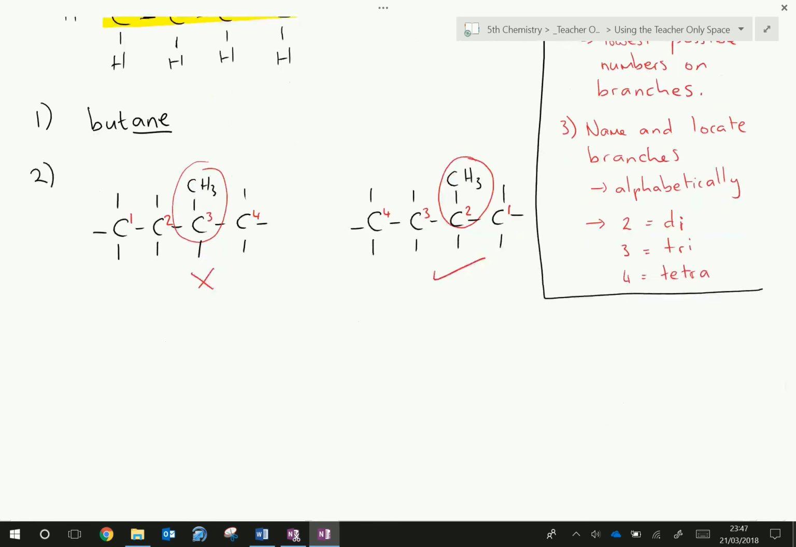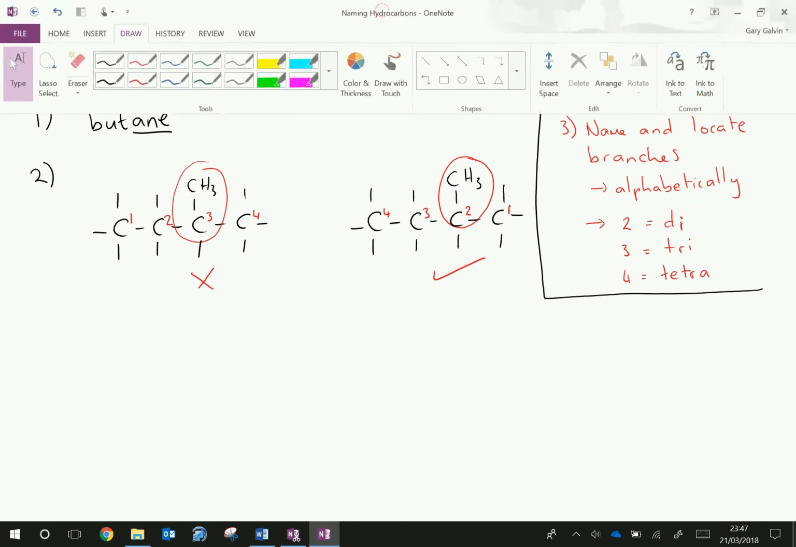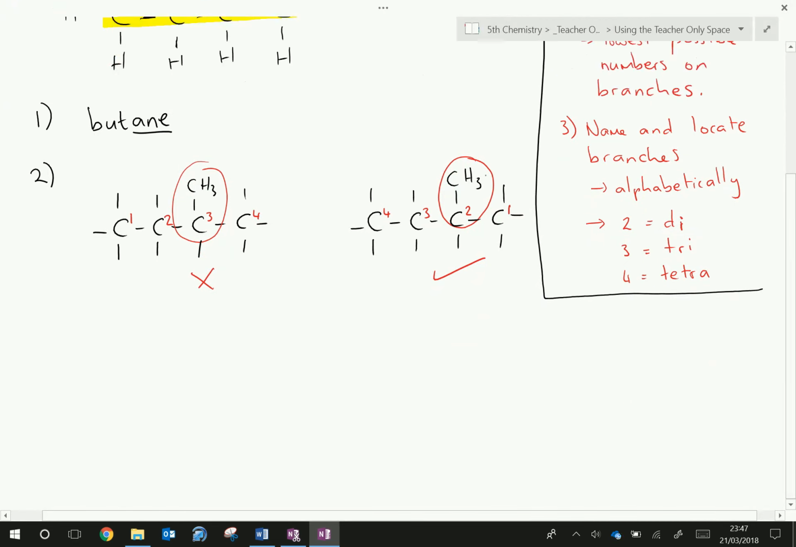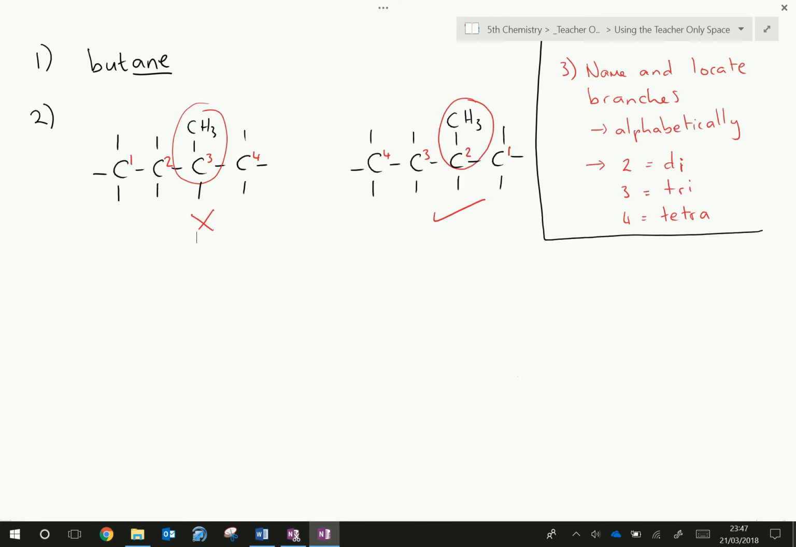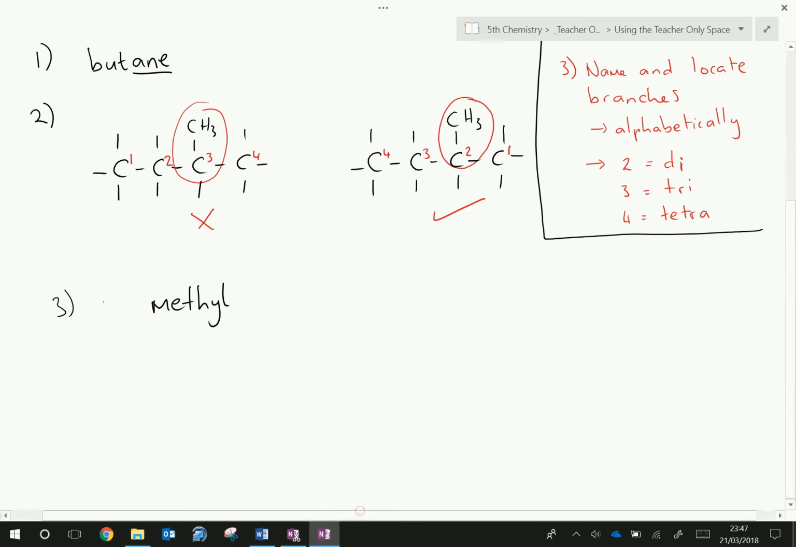Step 3 then is to name and locate my branches. So if we have a look at the branch here that we have, it's a CH3 that has 1 carbon in it. So my branch is for step 3, it's a methyl branch. And I only have 1 of them, so I don't need to put anything in front of it, as in mono or di or tri or tetra. None of that stuff, I don't need it. But what I do need to say is where it is in the carbon chain. So that methyl group is on the 2nd carbon. So I put a 2, and then I put a dash between numbers and letters. So 2-methyl. So that's all my branches accounted for.